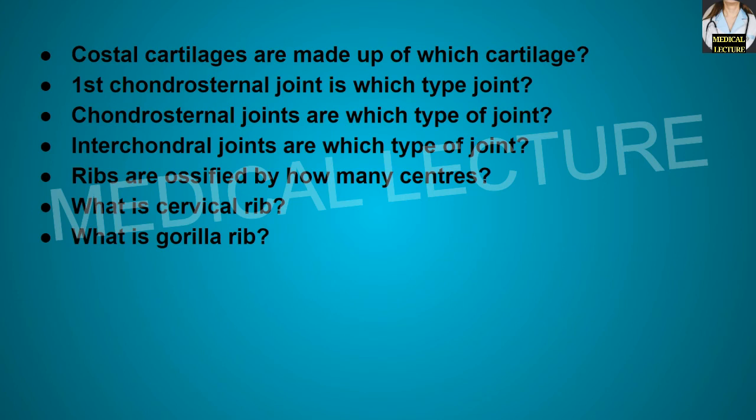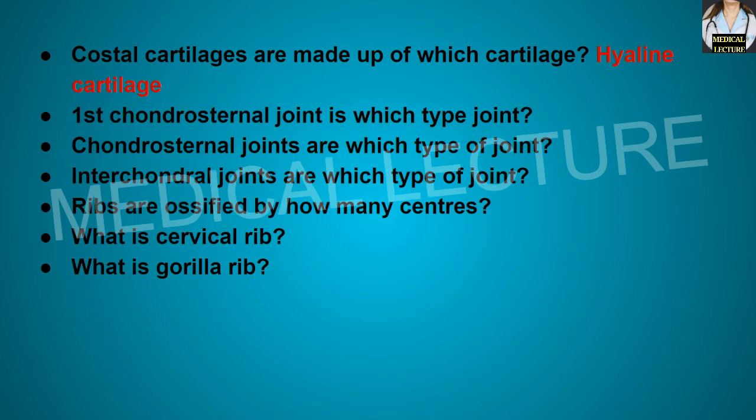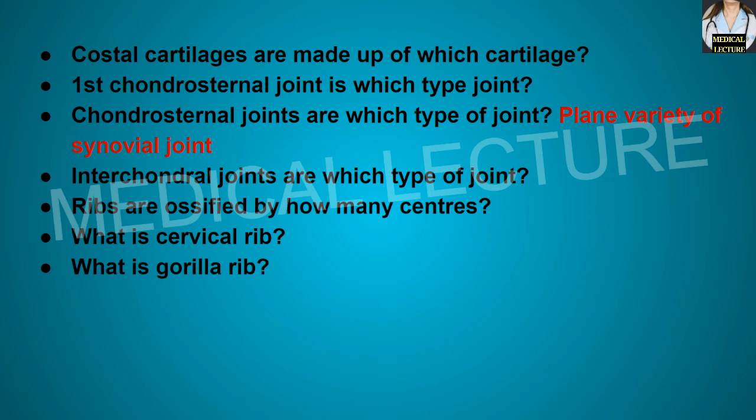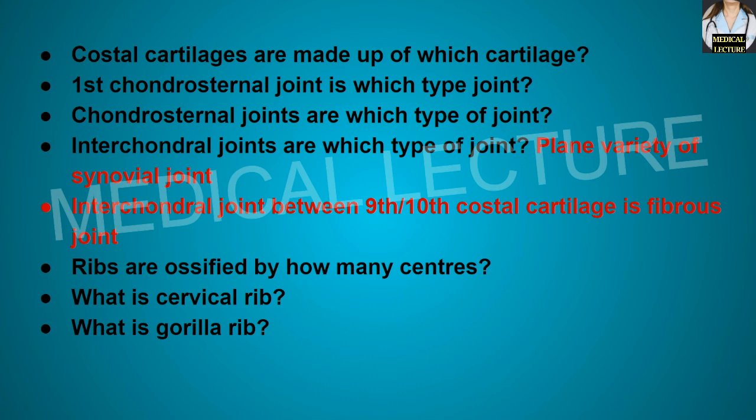Costal cartilages are made up of which cartilage? Hyaline cartilage. First chondrosternal joint is which type of joint? It is primary cartilaginous joint or the synchondrosis joint. Chondrosternal joints except for the first chondrosternal joint are which type of joint? Plain variety of synovial joint. Interchondral joints are which type of joint? They are plain variety of synovial joint. The interchondral joint between 9th and 10th costal cartilage is fibrous joint.